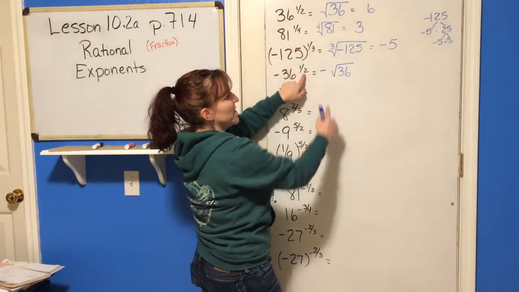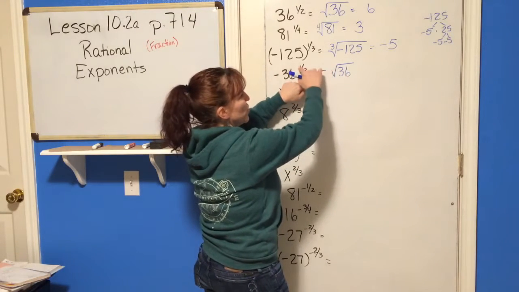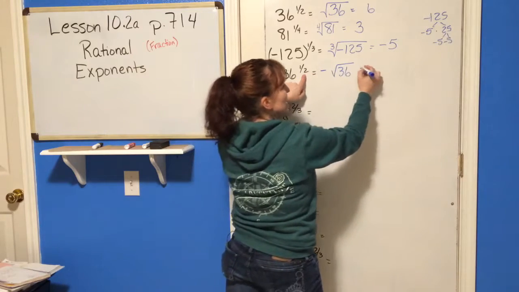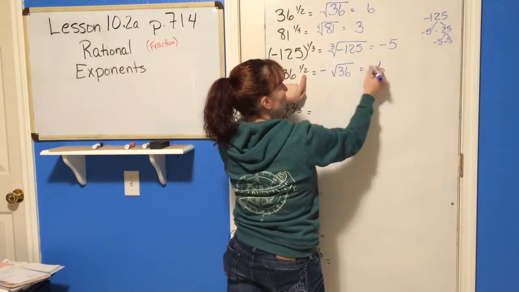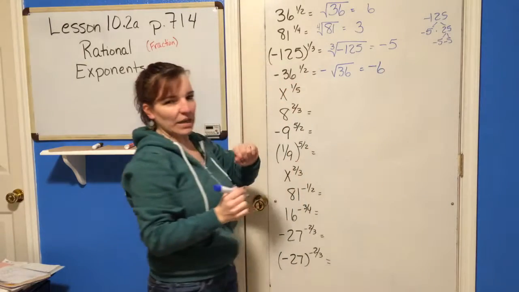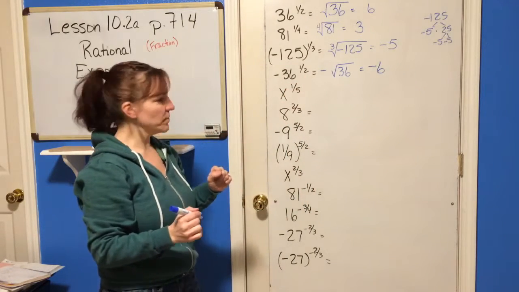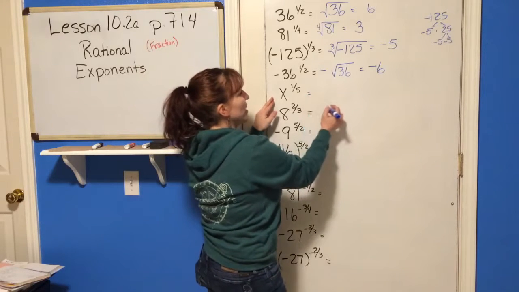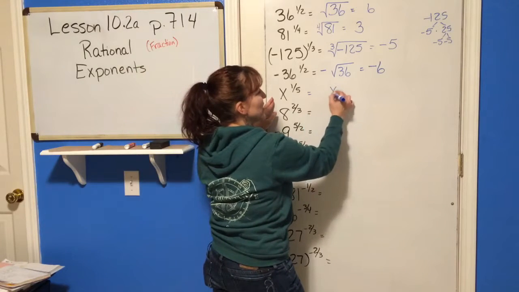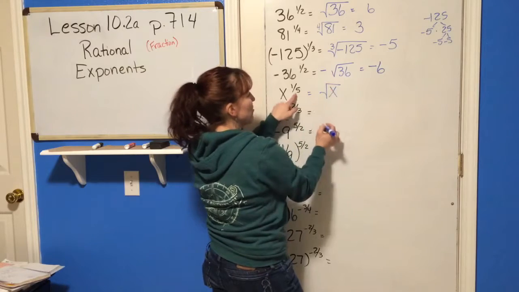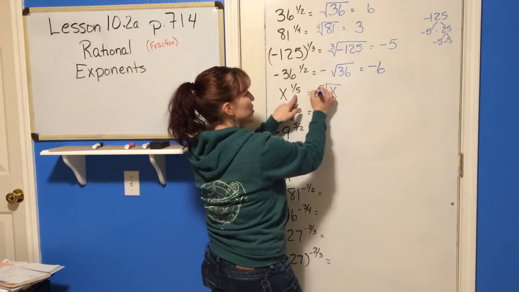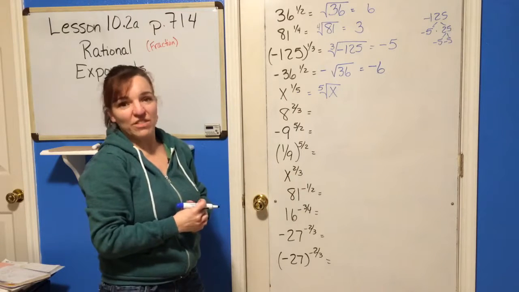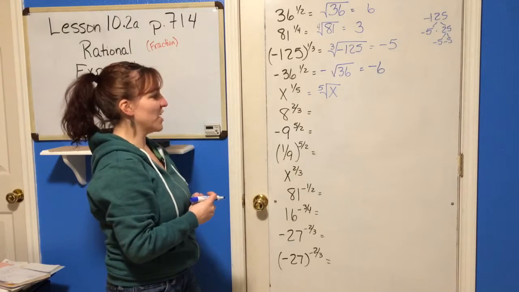So in this case, because it's a square root, the 2 is the root. The square root of 36 is 6. And we want the opposite of that, so we want a negative 6. All right. x to the 1/5 power is going to be x under the box, and the 5 is the denominator, so the 5 is the root. So this is just the 5th root of x. And you just have to leave it. There's no way to simplify that any further.